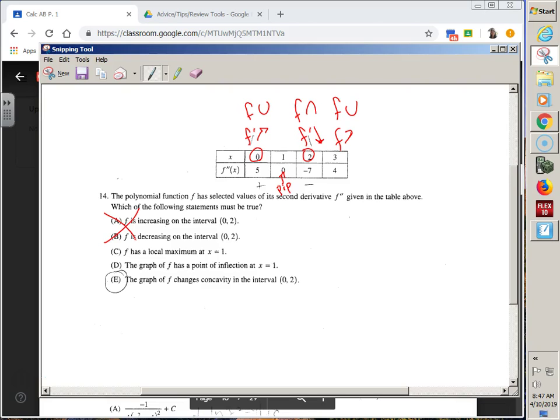F has a local max at 1. F prime might have a local max at 1, but if stuff changes, it might not even have an F prime. Nope, forget that. Not F. I don't know. The graph has a point of inflection at 1. Oh, yeah. The concept changes. What's happening at 0.9999999? All I know is what was happening a long time ago at 0 and a long time ago at 2.